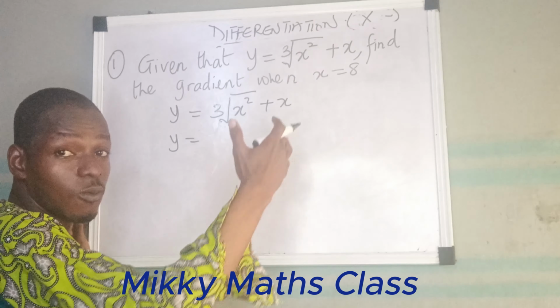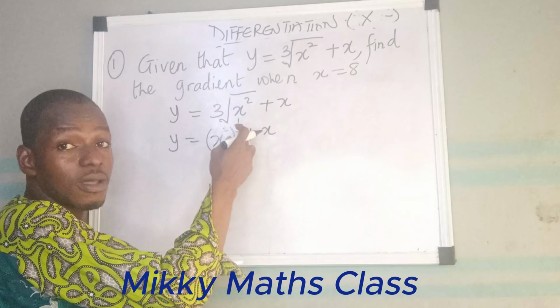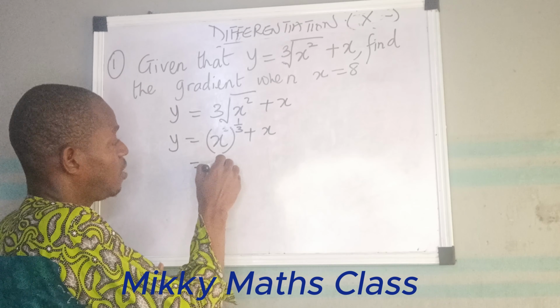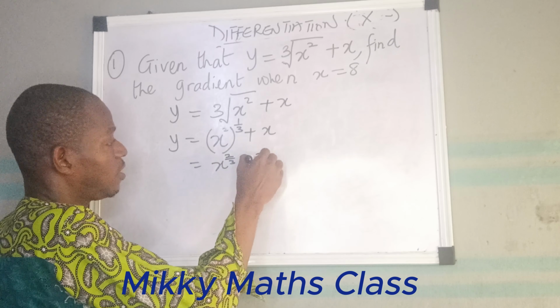Now from our indices, index law, when you have a power raised to another power, you multiply them. So this 2 times 1 over 3 becomes x to the power of 2 over 3, plus x.